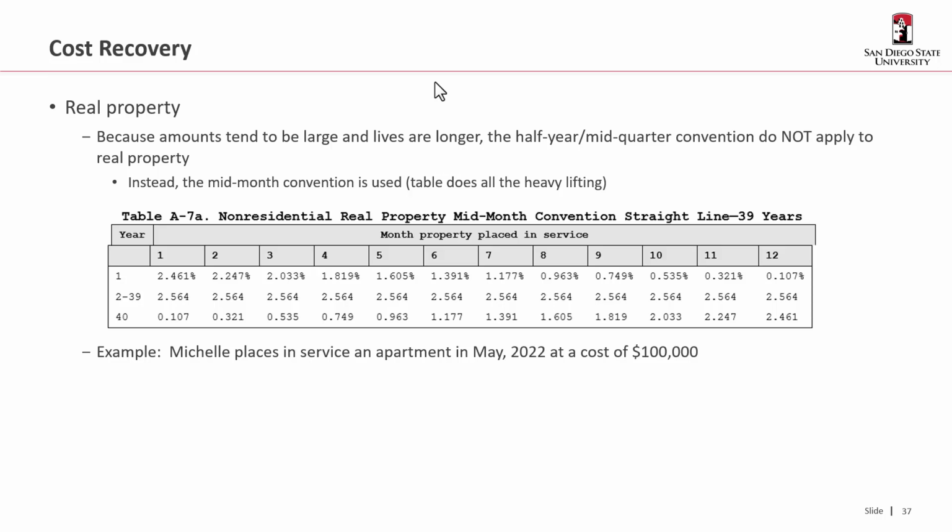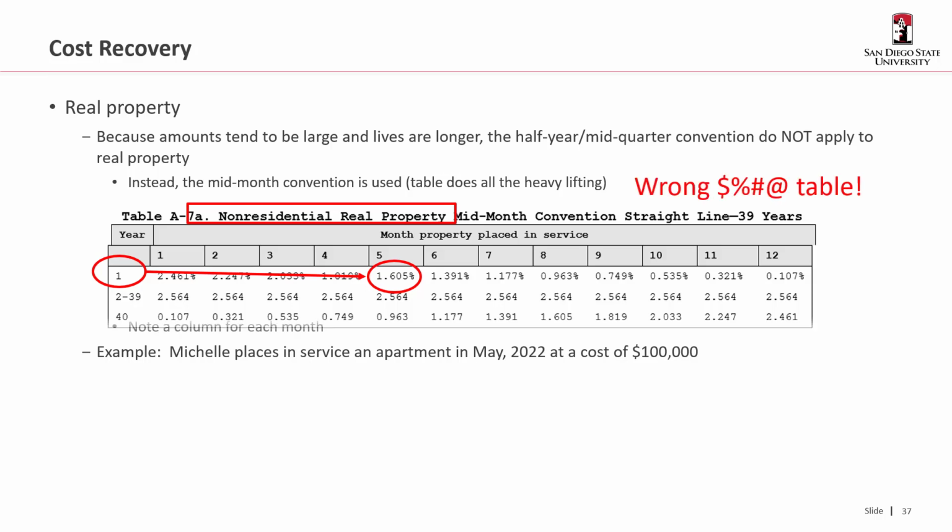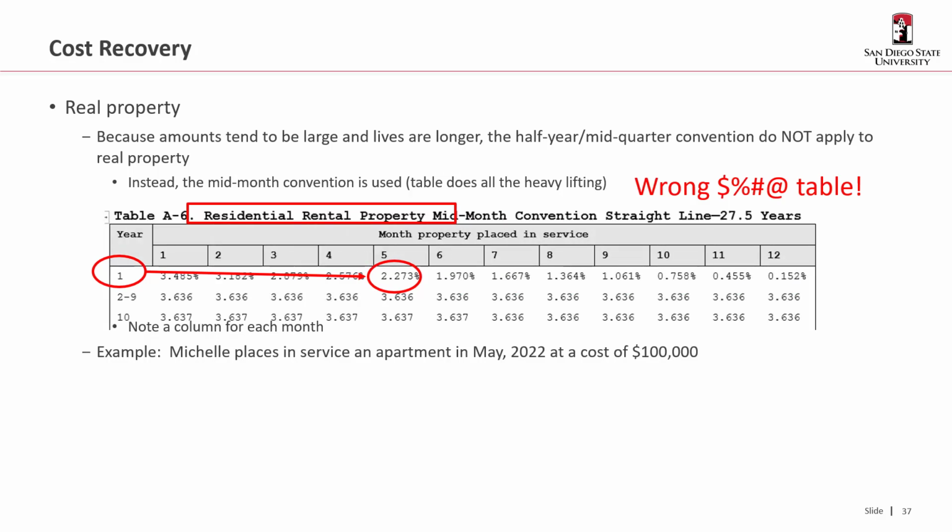Obviously, you can see that the table has 12 columns. That's because there's one for each month. So, for example, if Michelle places in service an apartment in May of 22 at a cost of $100,000, then you'd think all we have to do is go to the May column for the first year. But we always got to be careful to make sure that we are picking the right table. So an apartment is a residential property, so got to make sure that we pull the right table in. There we go, the residential property. And you can see our depreciation factor is 2.273, so multiplied by out, and you can see that's the depreciation we take on the building in the first year.